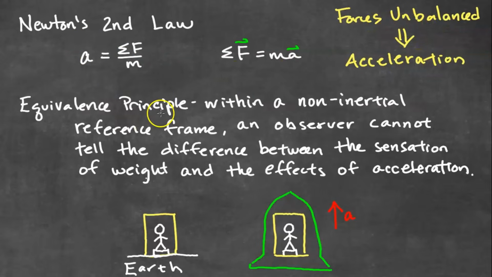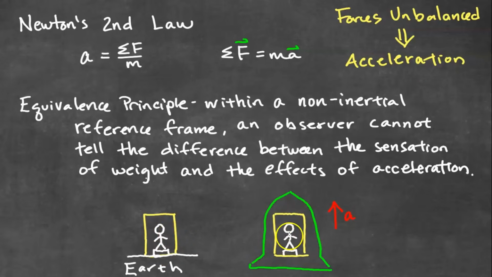The equivalence principle tells us that within a non-inertial reference frame, an observer cannot tell the difference between the sensation of weight and the effects of acceleration. So here's an example. We have this person who is in this room, and it's completely enclosed. There's no windows, and this person is on a bathroom scale. And so this person has a sensation of weight.